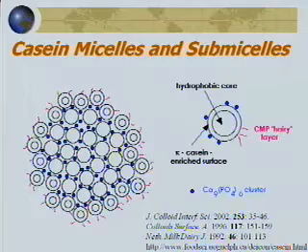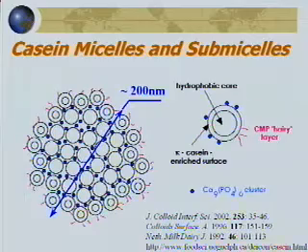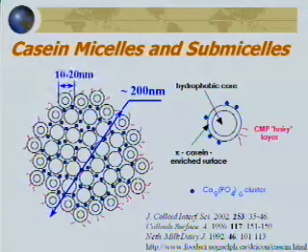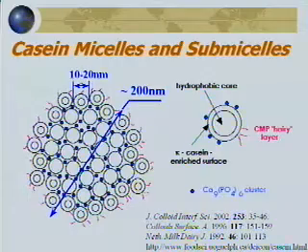As far as the size is concerned, casein micelle size is log-normal distributed, and it could be as small as 30 nanometers and as big as 600 nanometers. The average size is about 200 nanometers in diameter. Each of the submicelles has around 15 to 25 protein molecules, and the size is about 10 to 20 nanometers. The thickness of this hairy layer is about 5 to 10 nanometers.